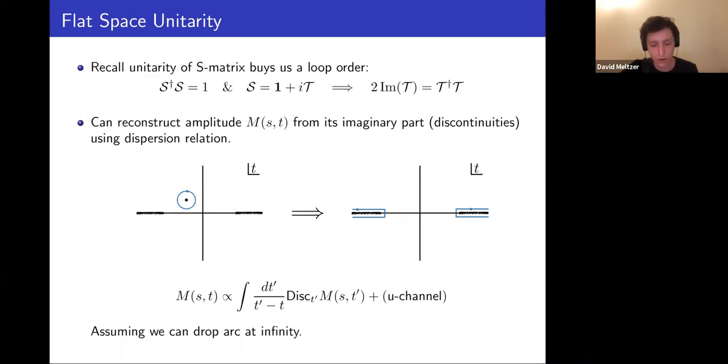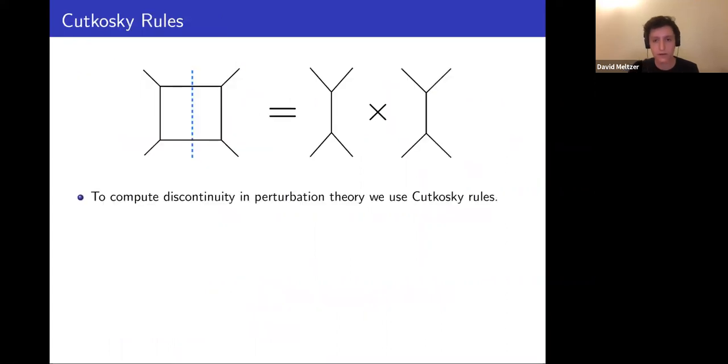So for most of this talk, I'm going to assume we can drop polynomial ambiguities. But of course, it's an important problem in both flat space and in AdS to keep track of these terms. But assuming we can ignore them, then we just need to compute this discontinuity. And in perturbation theory, we do this by studying the Cutkosky rules.